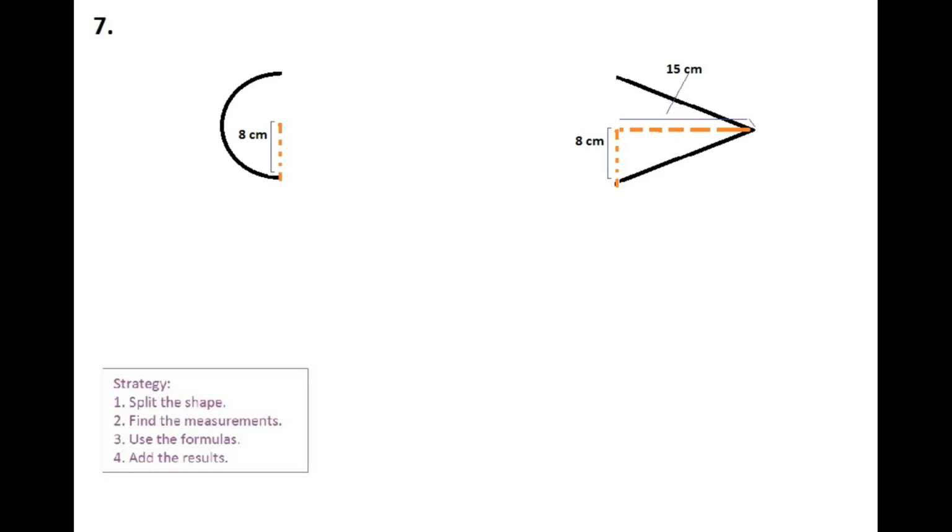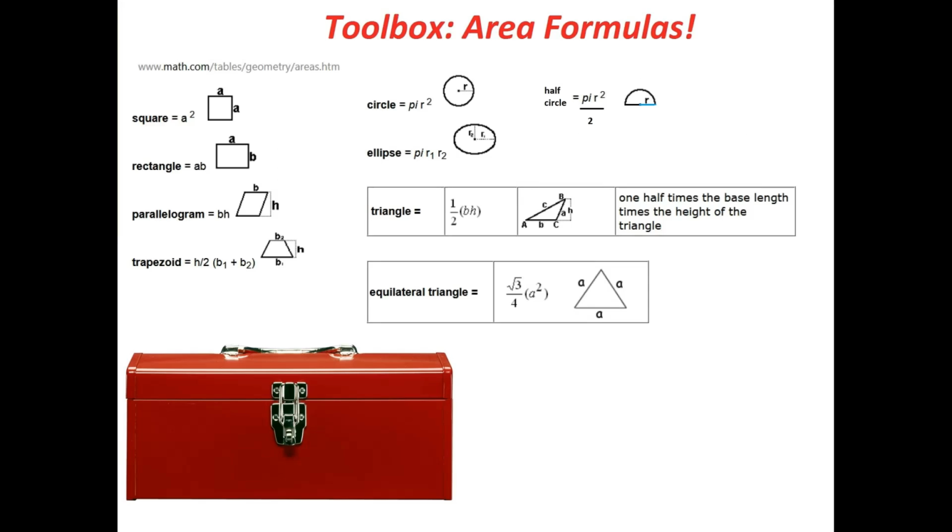Now let's find some measurements. I'm going to split that in half, and I think we have everything we need to find the area of this ice cream cone. Now let's look at our toolbox again. We can use the formula for our half circle, pi times r squared divided by 2. And we can also use the area of a triangle, 1/2 base times height.